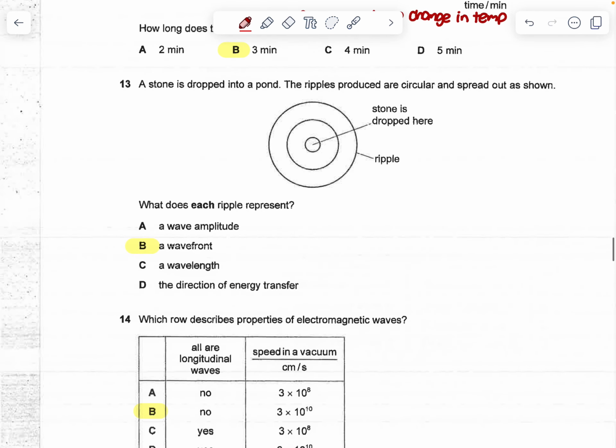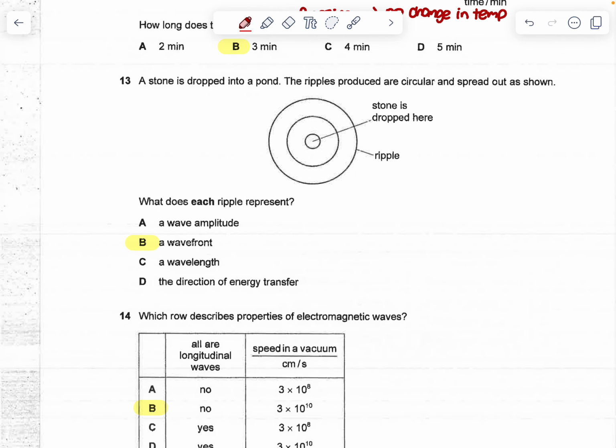Question 13. A stone is dropped into a pond. The ripples produced are circular and spread out as shown. So what are these ripples? These ripples are actually the crests of the wave. The troughs of the wave are underwater, so you can't see. So when you connect all the crests together, they form a wavefront.